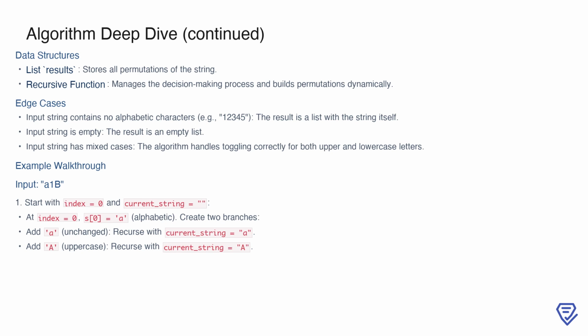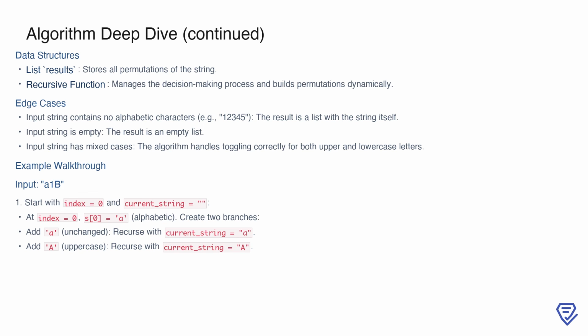It's also important to consider edge cases. For instance, if the input string contains no alphabetic characters, such as 12345, the result will simply be a list containing the original string itself. If the input string is empty, the result is an empty list. When the string contains mixed cases, the algorithm correctly toggles both uppercase and lowercase letters.